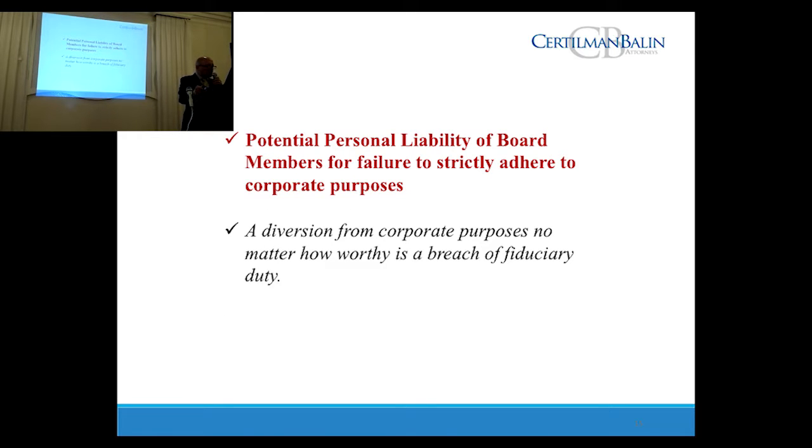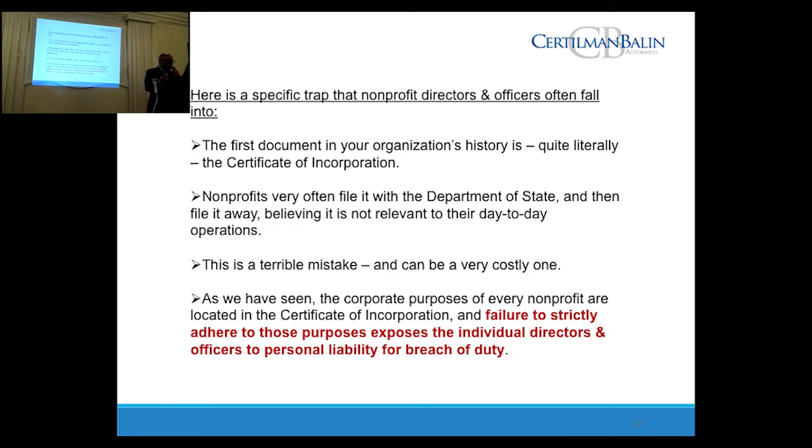So in red, it's important to remember that there's potential personal liability for board members for failure to strictly adhere to the corporate purposes. And this next statement too comes from the Attorney General's guidance. And it says that a diversion from corporate purposes, no matter how worthy, is a breach of fiduciary duty. So it's imperative as a nonprofit board member or officer that you're aware at all times of what your purposes are, because your activities and your use of assets is limited strictly and exclusively to those purposes.